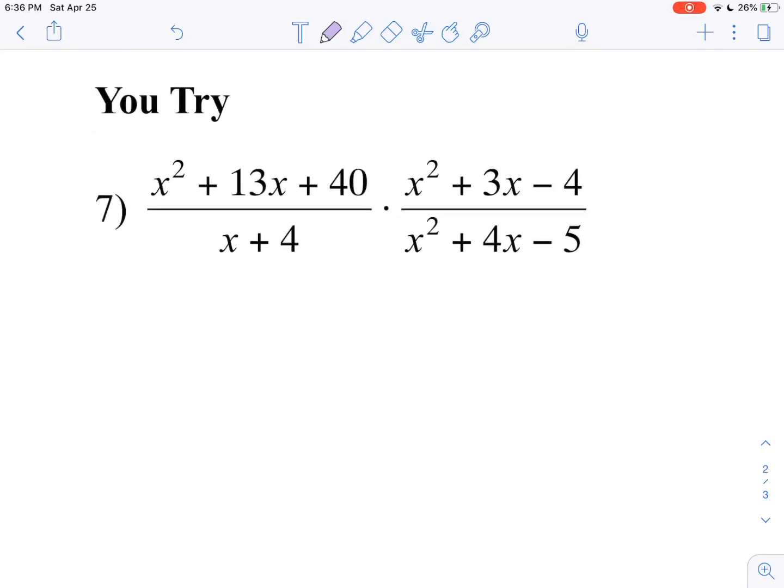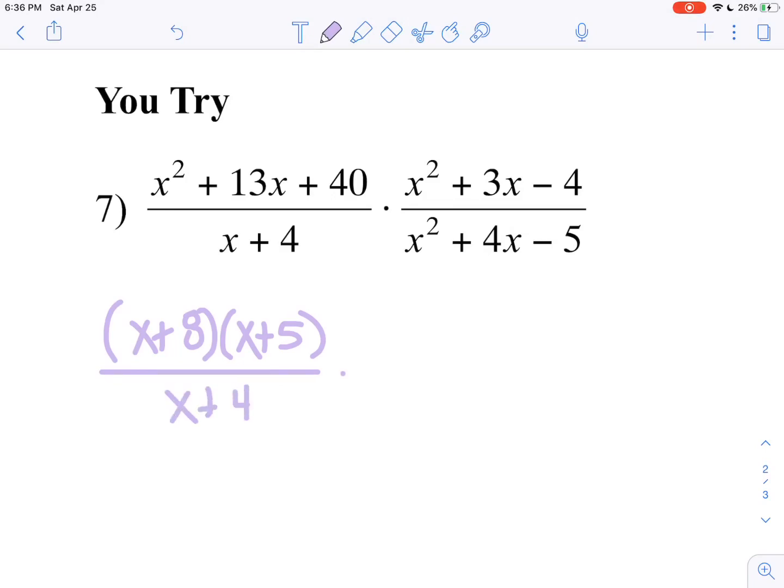Okay, number 7, I don't see anything that I could cross out right away, so I'm going to go ahead and factor everything that I can. So in the numerator, I get x plus 8 and x plus 5, right? Those multiply to be 40 and add to be 13. And now this is a multiplication problem, so I don't have to flip anything. So I'm just going to factor and keep everything else as is.